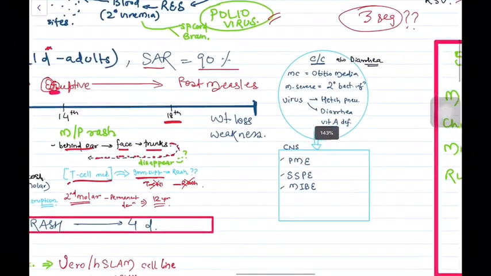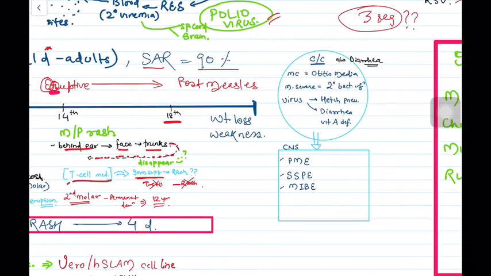Now the complications. The most common complication is otitis media, the most severe complication, and the cause of death can be secondary bacterial infection. Now there are certain complications due to measles virus itself: giant cell pneumonitis, then diarrhea, vitamin A deficiency, and certain CNS complications, that is post measles encephalitis, subacute sclerosing panencephalitis, and measles inclusion body encephalitis.